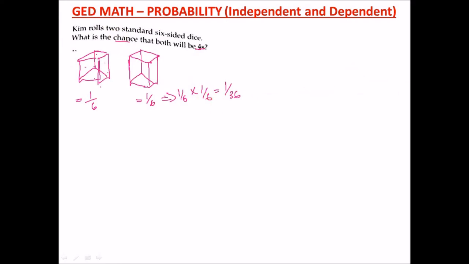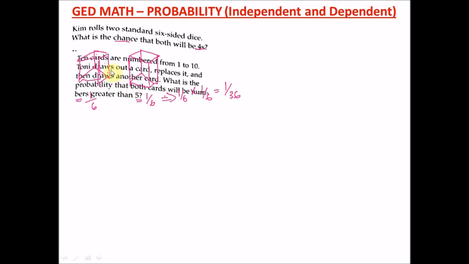All right, okay, so what's our next question here? Okay, I have to erase this quickly. Yeah, so this is our next question. It says 10 cards are numbered from 1 to 10. Tony draws out a card, replaces it, and then draws another card. What is the probability that both cards will be numbers greater than 5?